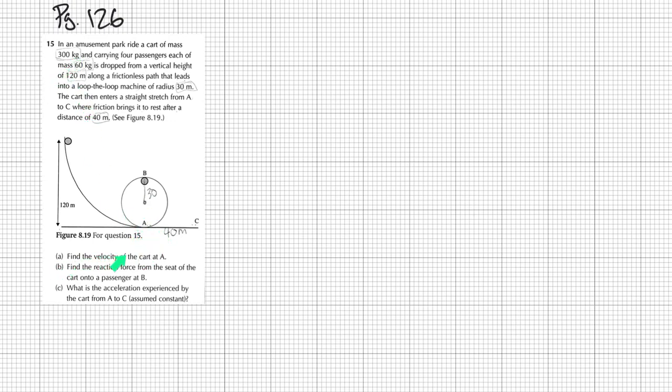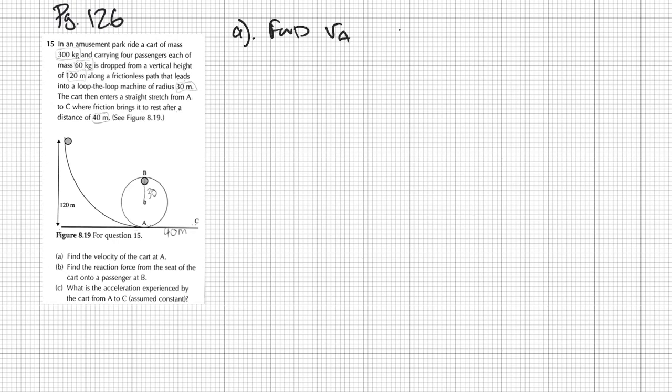So A, find the velocity of the cart at A. B, find the reaction force from the seat of the cart onto the passenger at B. And then C, what is the acceleration experienced by the cart from A to C, assuming that it is constant. So let's tackle these in order. So A, find the velocity at A.